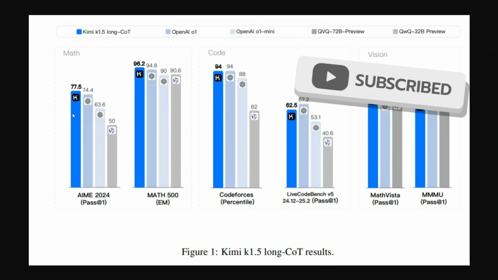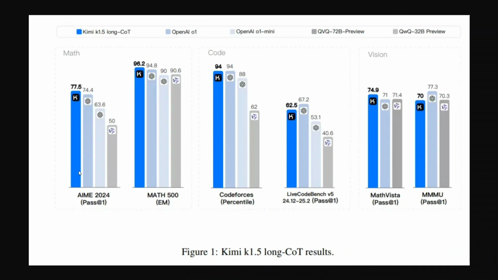So as you can see here in the benchmarking, on AIME, the model has scored 77.5 compared to 74.1 from O1, 96.2 on Math 500, 94.8 by O1. Codeforces, I think it's almost similar. Live bench, it is slightly lagging behind, but on Maths Vista also, the model has outperformed, 74.9 compared to 71, which is a vision benchmark.